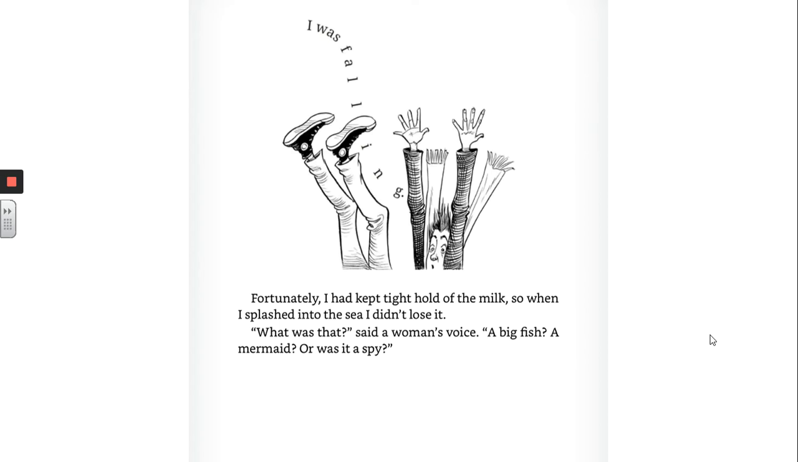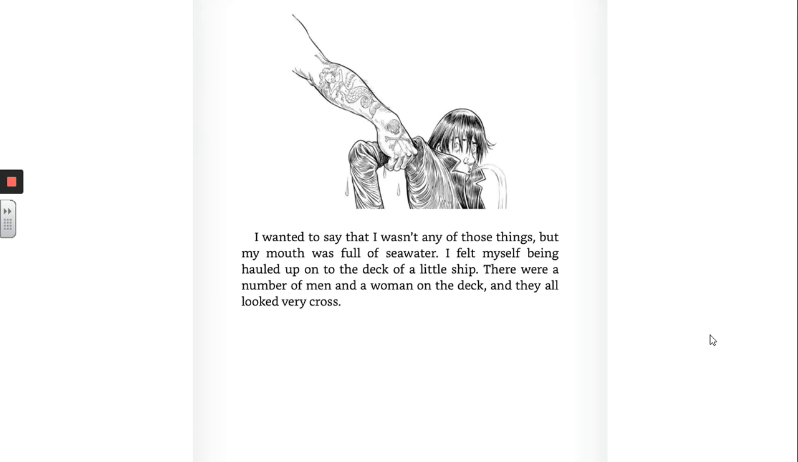I was falling. Fortunately, I had kept tight hold of the milk, so when I splashed into the sea, I didn't lose it. What was that? said a woman's voice. A big fish? A mermaid? Or was it a spy? I wanted to say that I wasn't any of those things, but my mouth was full of seawater. I felt myself being hauled up on the deck of a little ship. There were a number of men and a woman on the deck, and they all looked very cross.